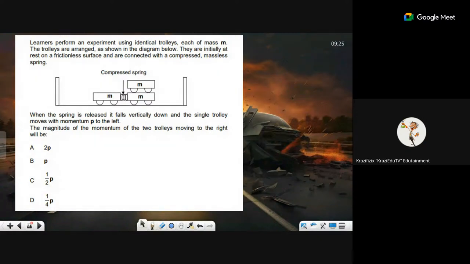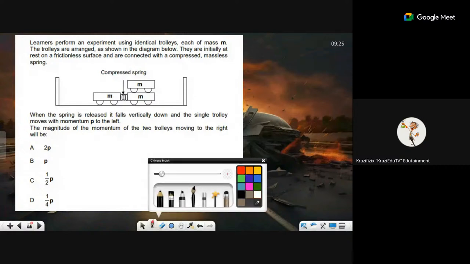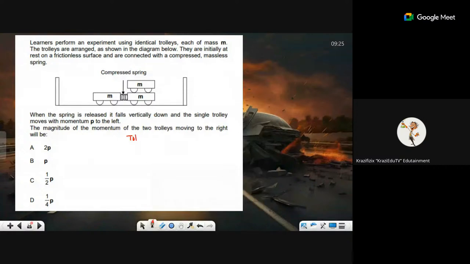Let's perform an experiment using identical trolleys, each of mass M. The trolleys are arranged as shown in the diagram below. They are initially at rest. It means the total momentum before, check, the total momentum before, the objects were at rest. If they're at rest, the total momentum before is zero. So please make sure we read: the total momentum before is zero.